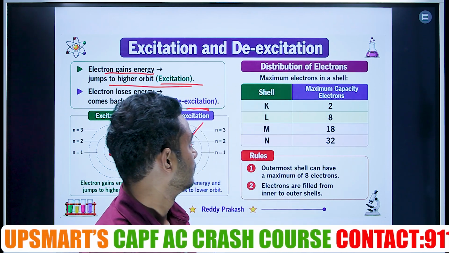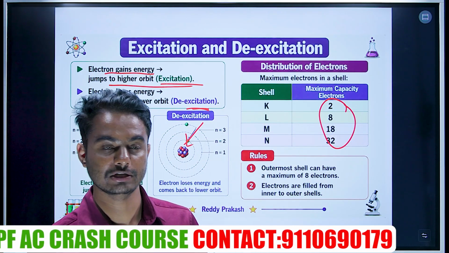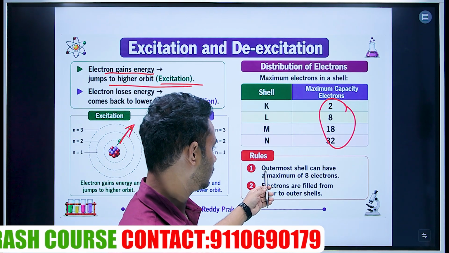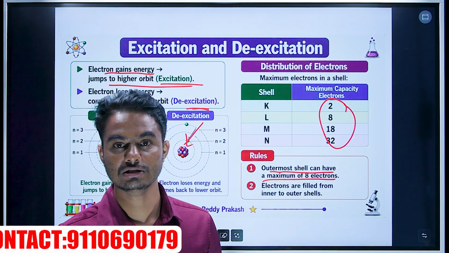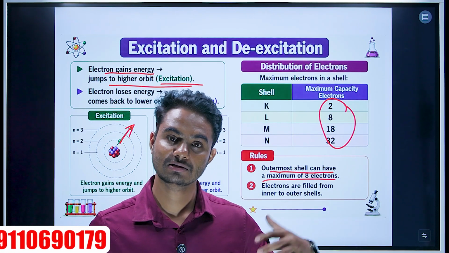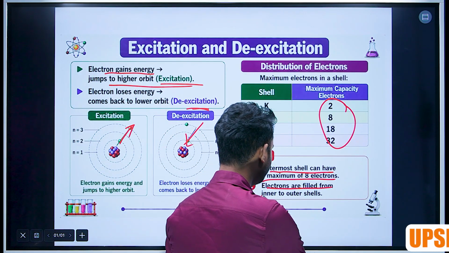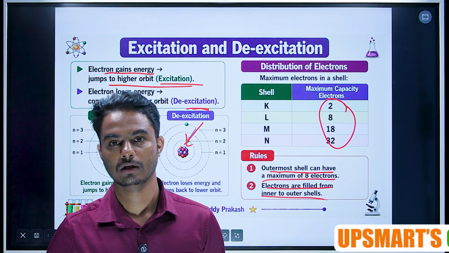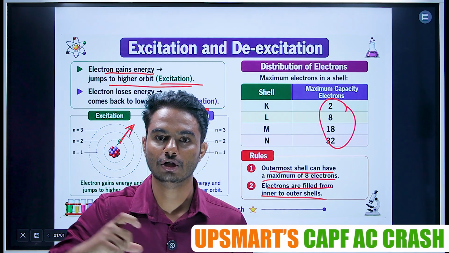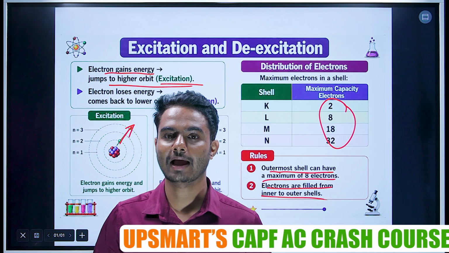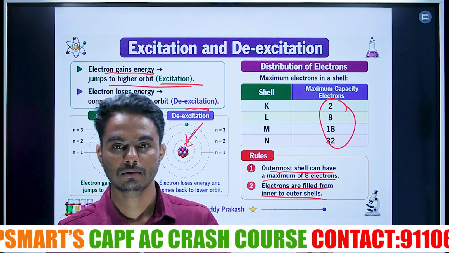Next, this we already know. Maximum capacity of each shell. But the rules are, the outermost shell can have a maximum of 8 electrons. If the shell is outermost, the maximum it can have is 8 electrons. And electrons are filled from inner to outside. We know this as well. We calculated valency, and at that time I explained it to you. And again the shells continue; at that time it will start again.